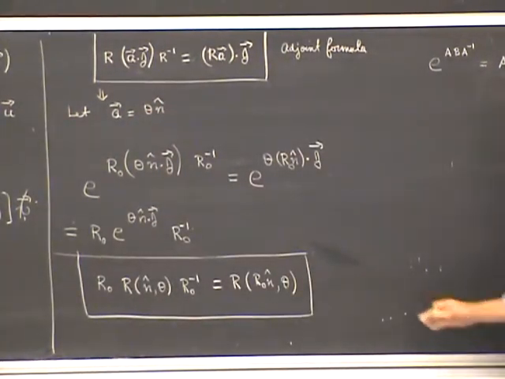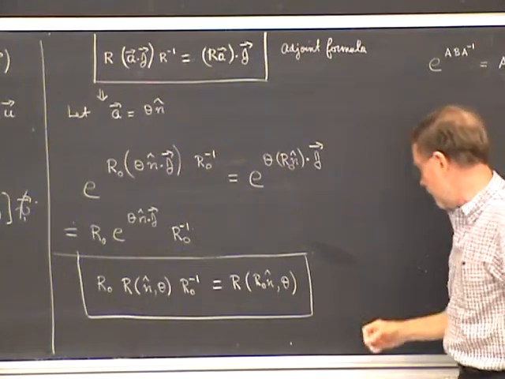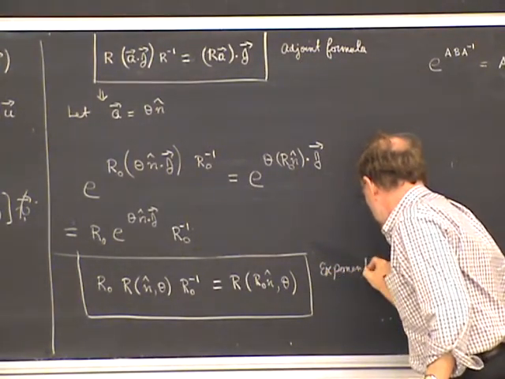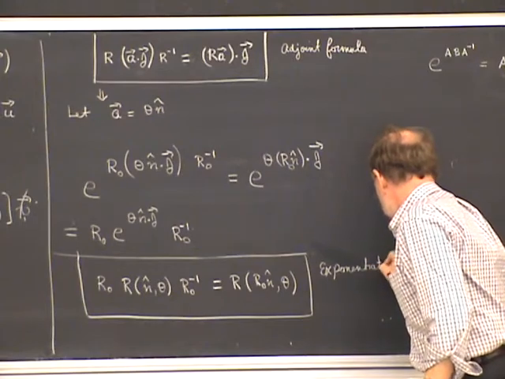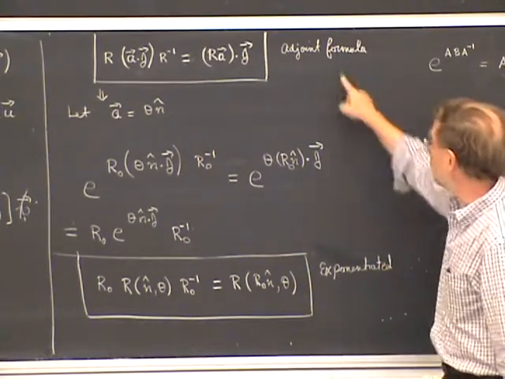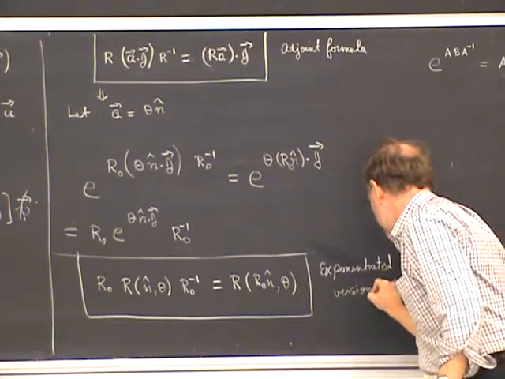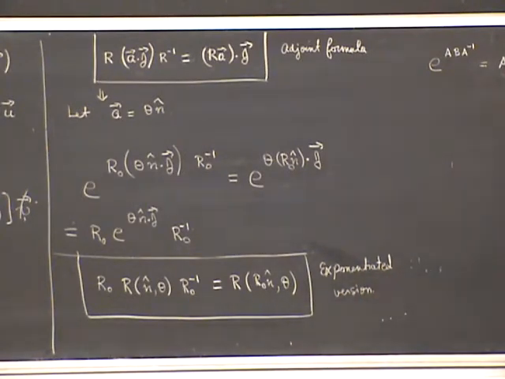This is essentially an exponentiated version of the adjoint formula. It's related in such a simple way to the adjoint formula that I'll just call this the exponentiated version of it. But let's think about what it means.